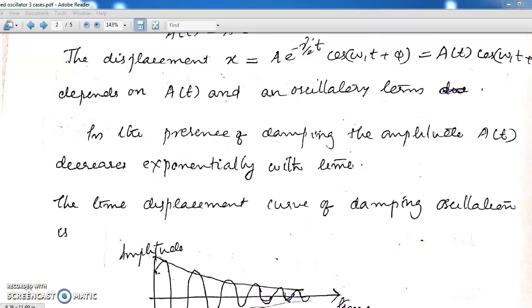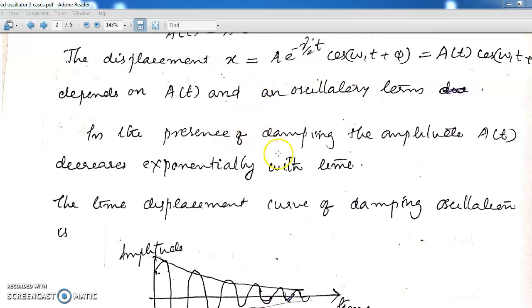There's a little more on the first case, that is the underdamped oscillations. That is light damping. So we got the expression for the displacement as x is equal to a e raised to minus gamma by 2 into t cos(omega 1 t plus phi), and this indicates that there is an exponential decreasing amplitude, and there is also an oscillatory term.